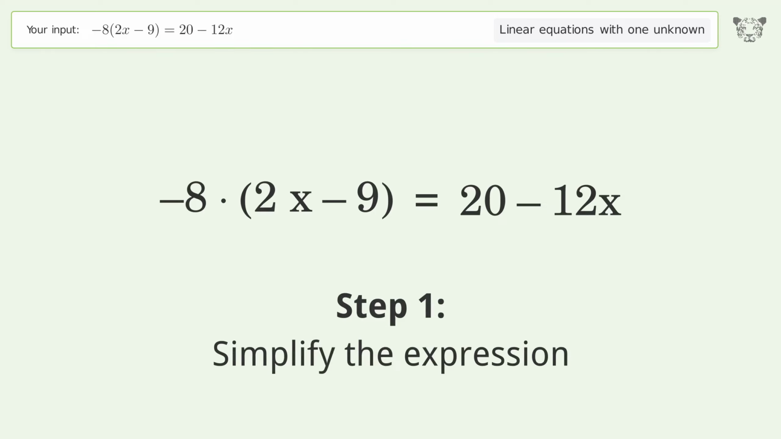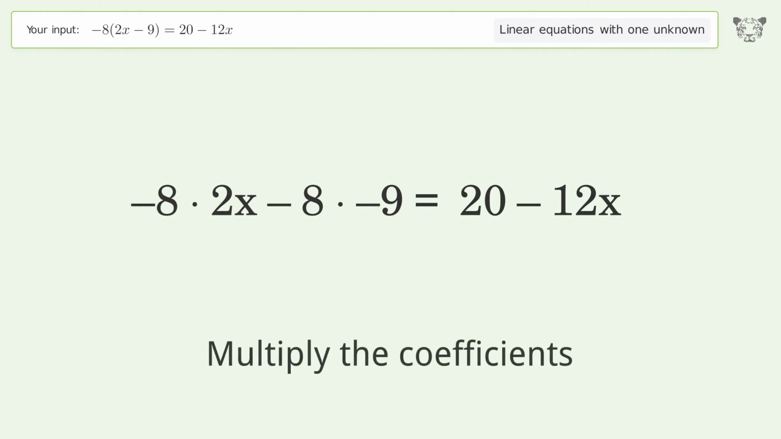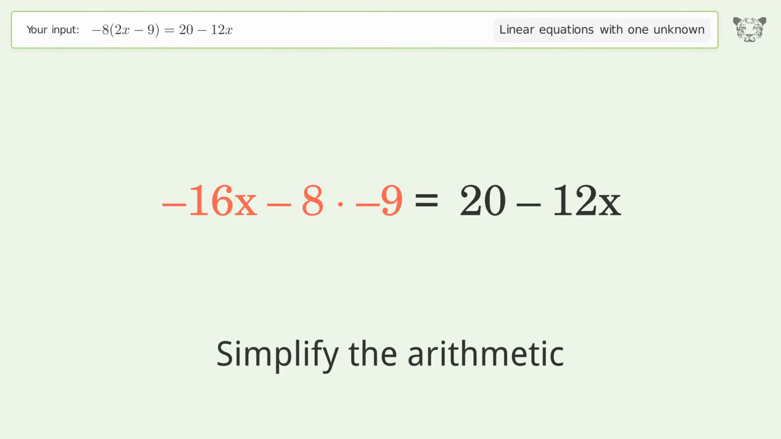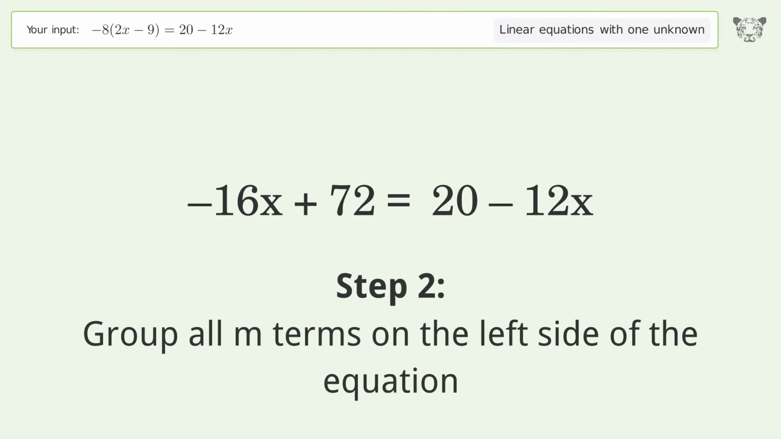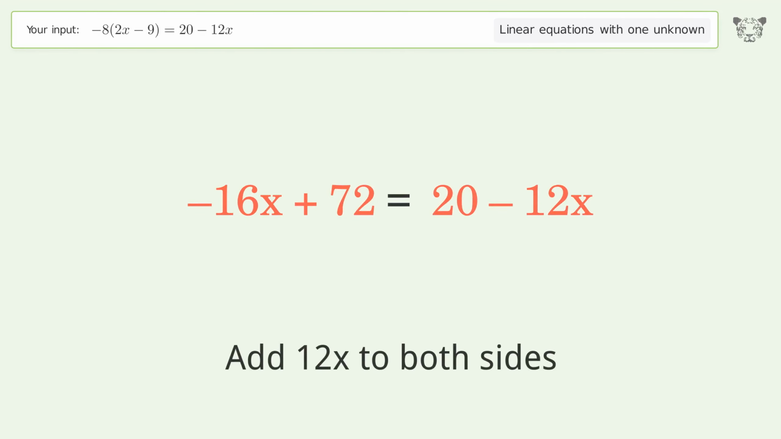Simplify the expression. Expand the parentheses. Multiply the coefficients. Simplify the arithmetic. Group all m terms on the left side of the equation. Add 12x to both sides.